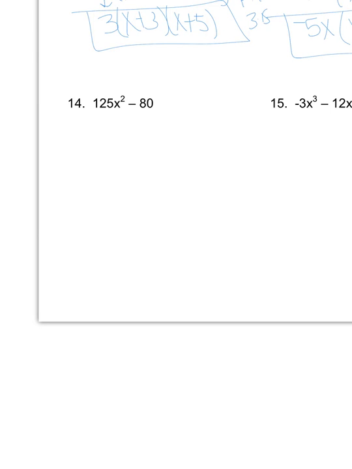Okay, number 4. First thing we check for is GCF. Notice the GCF of these two would be 5. And they both don't have an x, so that's the only thing that we could take out. So 125x squared divided by 5 would give you 25x squared. And then 80 divided by 5, you get minus 16.